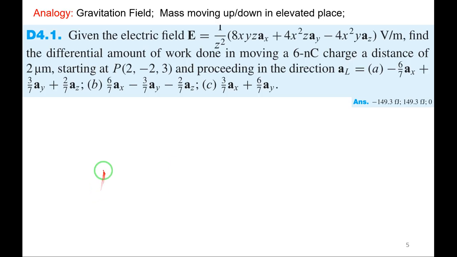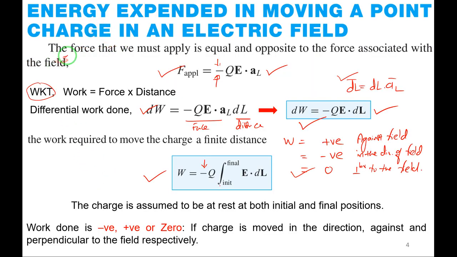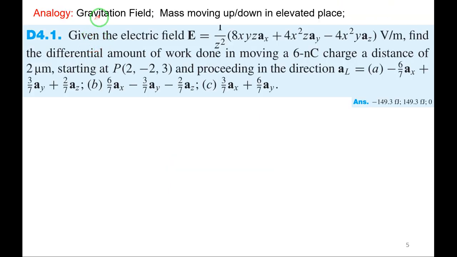Okay, now we will give the analogy with respect to whatever we have studied. Gravitation field and mass: if I want to move a mass up and down in an elevator, first let me consider the gravitational field. Always the gravitational field will be acting in the downward direction towards the earth.